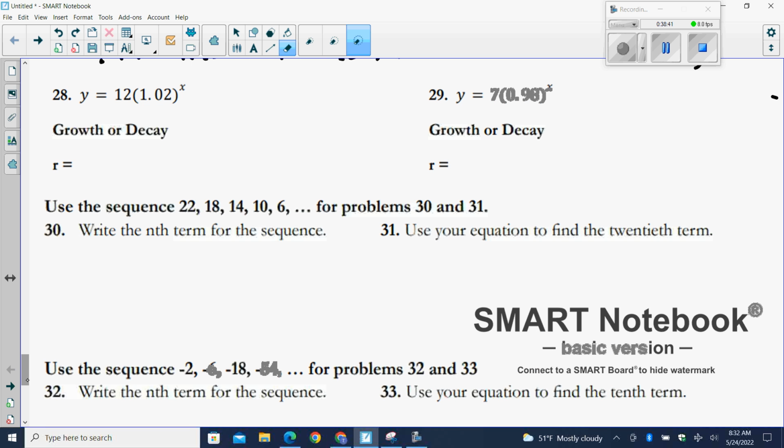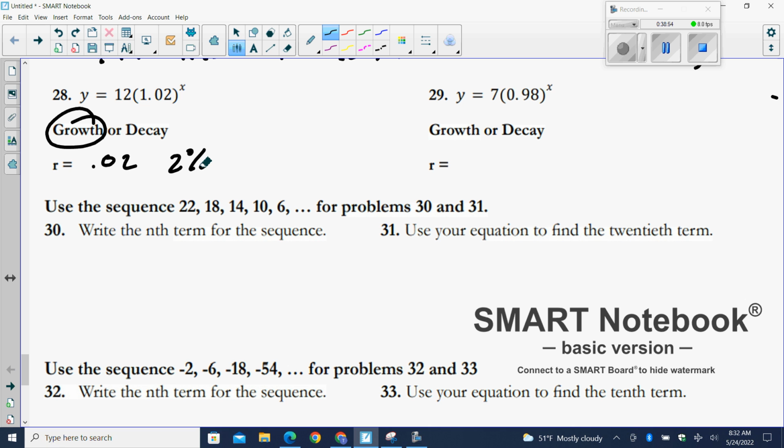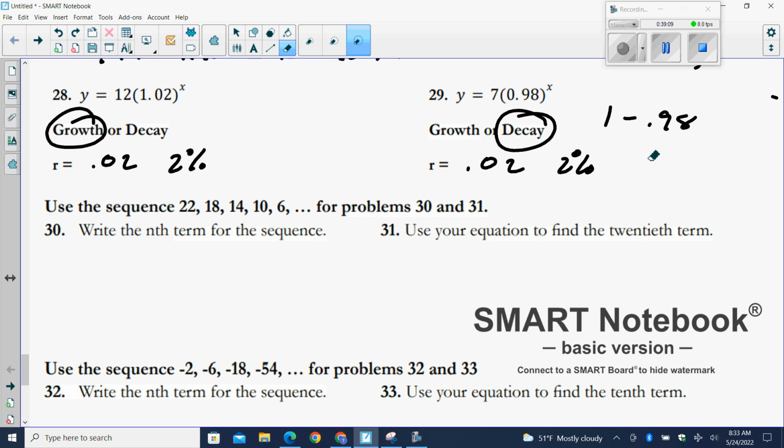Okay, greater than 1, it is growth. How much greater than 1? 0.02, which is 2%. Question 29. It is decay. It's less than 1. How much less? I'm going to take 1, subtract 0.98, and I get, again, 0.02. r is 0.02, or 2%. This time, though, we're subtracting 0.02, whereas last time we were adding. Same r value, but one is growth and one is decay. And that is totally fine.